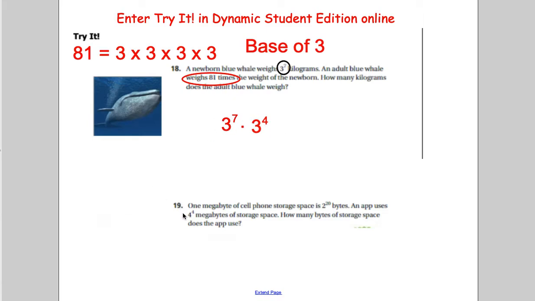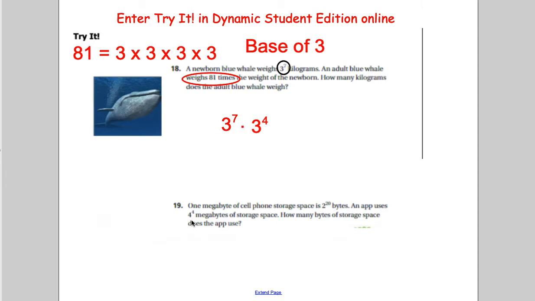Question 19. 1 megabyte of the cell phone storage space is 2 to the 20th power bytes. An app uses 4 to the 4th megabytes of storage space. How many bytes of storage space does the app use? Well, here we have two exponents.